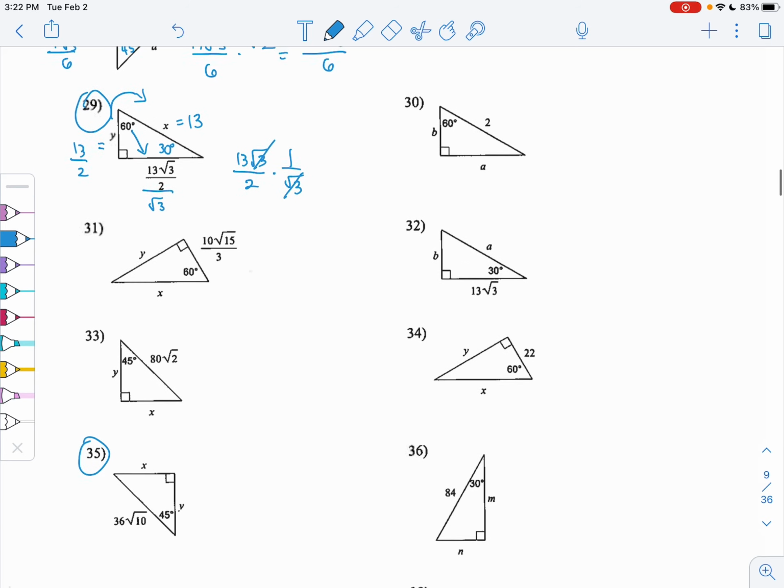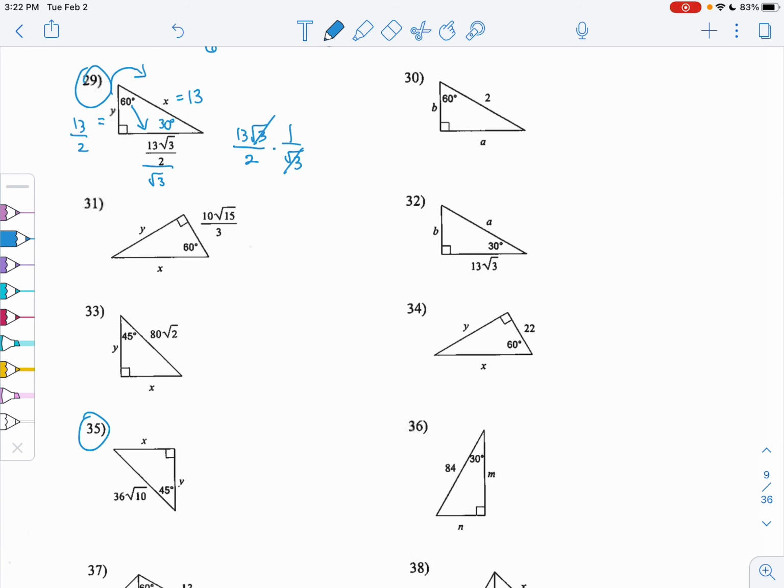For 35, we have a 45, 45, 90 triangle, and we have the hypotenuse of that. So in order to go from the hypotenuse to the leg, we would divide. The factor for a 45, 45, 90 triangle is radical 2. So 36 rad 10 divided by radical 2.